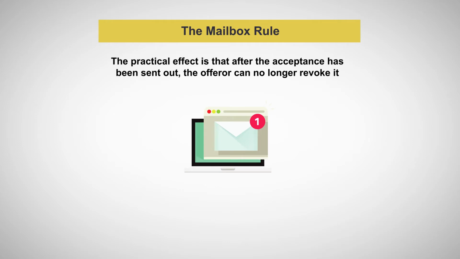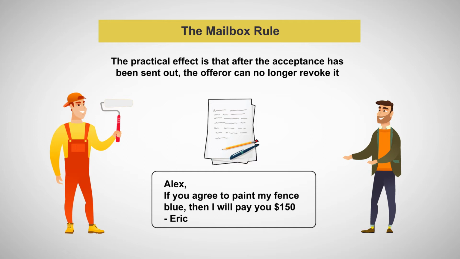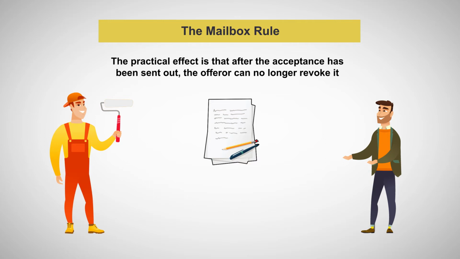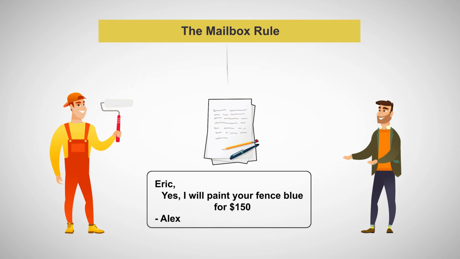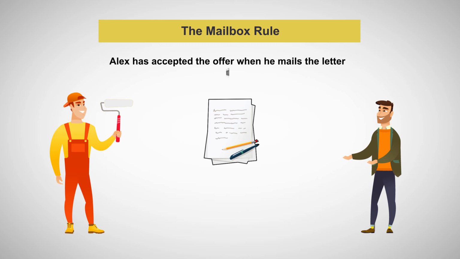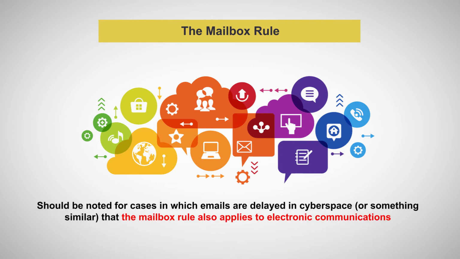For example, if Eric writes to Alex, "Alex, if you agree to paint my fence blue, then I'll pay you $150." Alex writes and then mails a letter to Eric that says, "Yes, I will paint your fence blue for $150." Alex has accepted the offer when he mailed the letter. At this point, Eric can no longer revoke the offer. Although the speed of modern communications has decreased the importance of the Mailbox Rule, it should be noted, for cases in which emails are delayed in cyberspace or something similar, that the Mailbox Rule also applies to electronic communications.